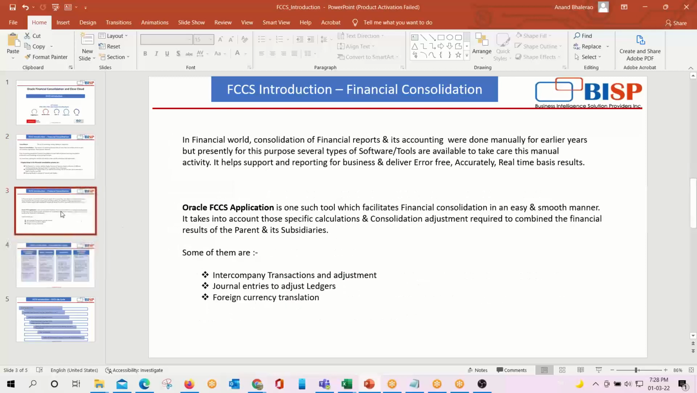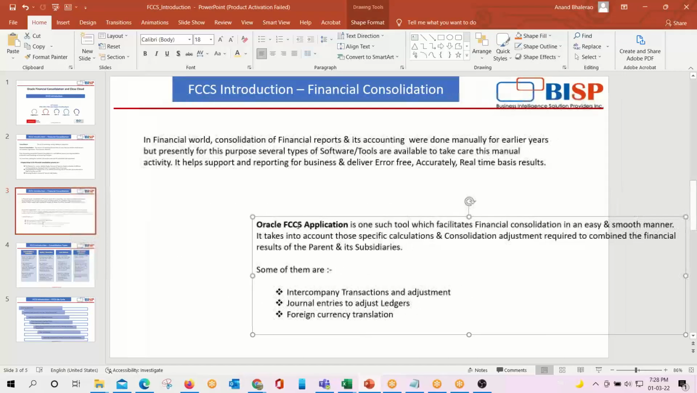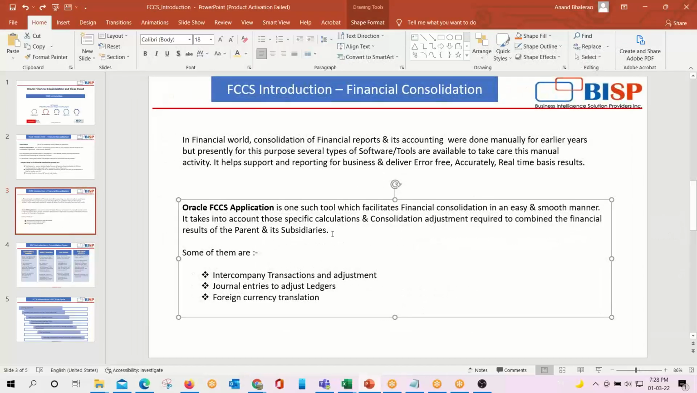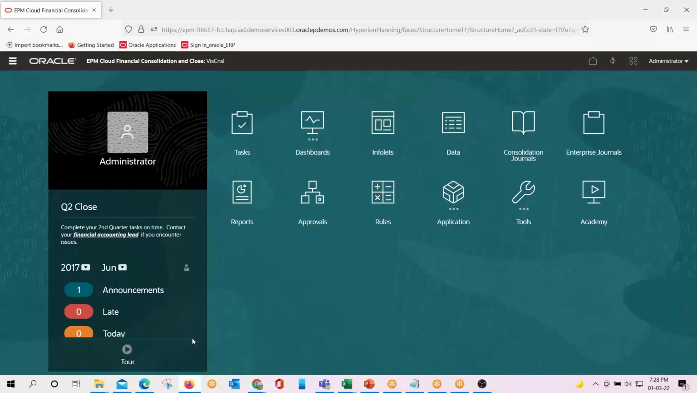internal and external stakeholders. Similarly, intercompany adjustments, journal entries, and foreign currency transactions, and this manual work which was done earlier is now automated through this Oracle application. So what I meant to say is that all these activities are taken care of by the application, and the application is here. This is the application.